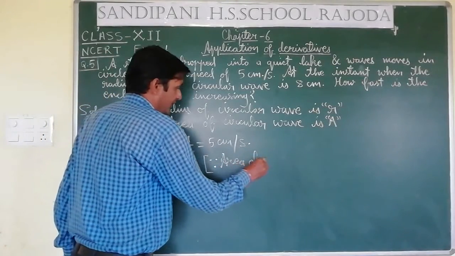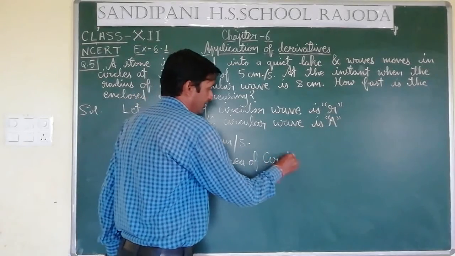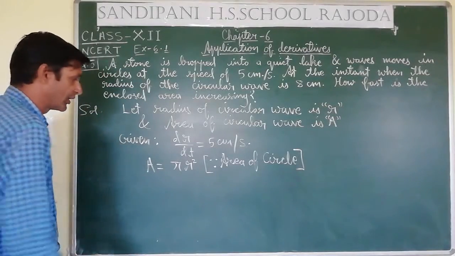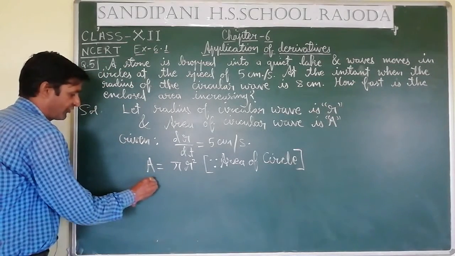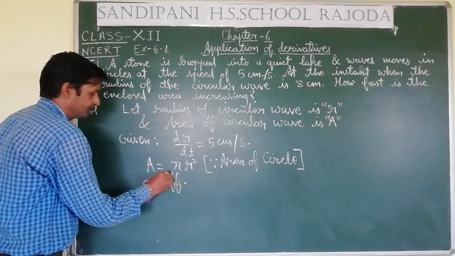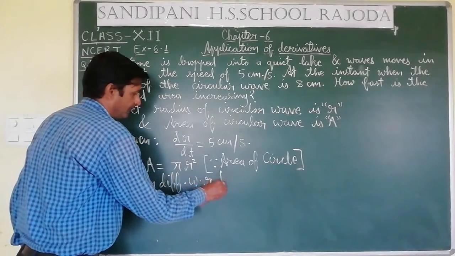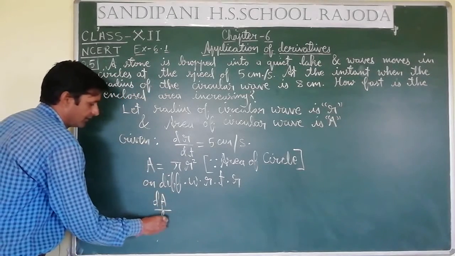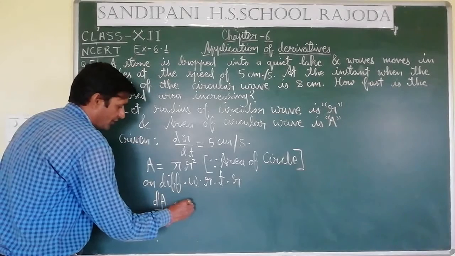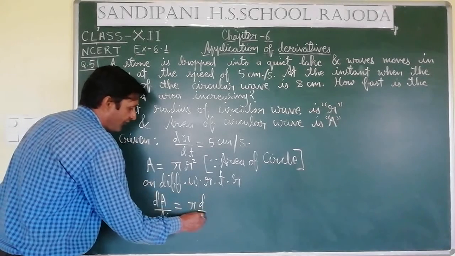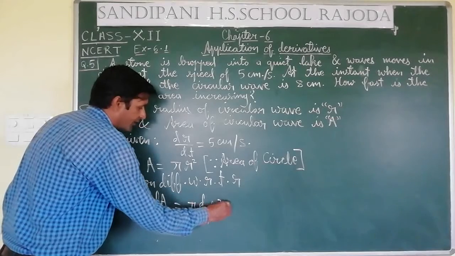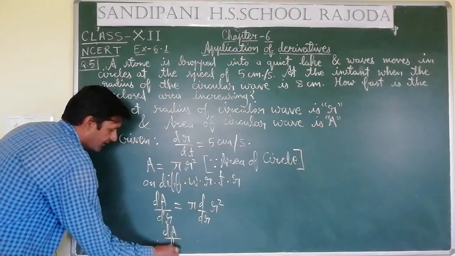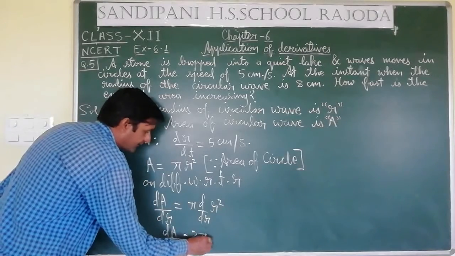Area of circle, that you know very well. It is the area of a circle, now it is a function of r, so you can differentiate it with respect to r. On differentiating with respect to r, this will become dA by dr is equal to pi d by dr of r square. So it will be 2r, and 2r into pi is 2 pi r. So dA by dr is equal to 2 pi r.